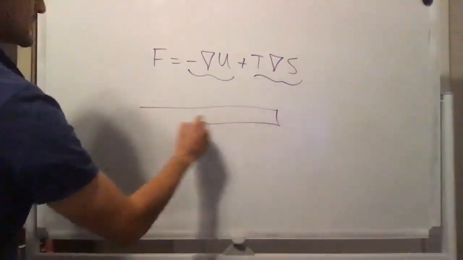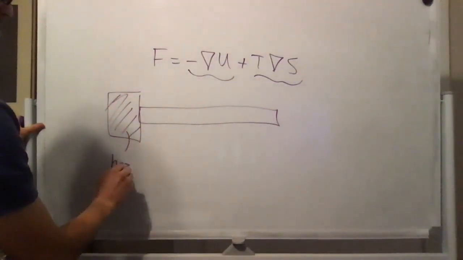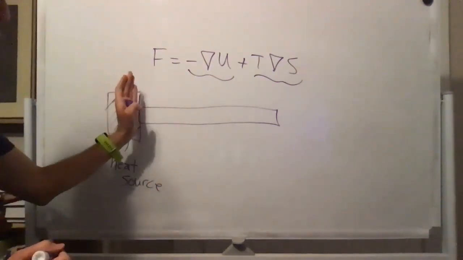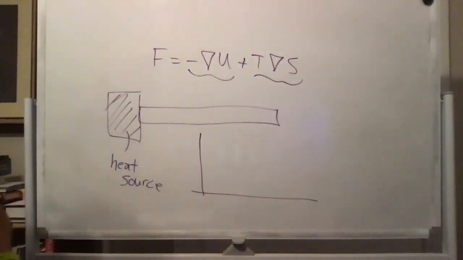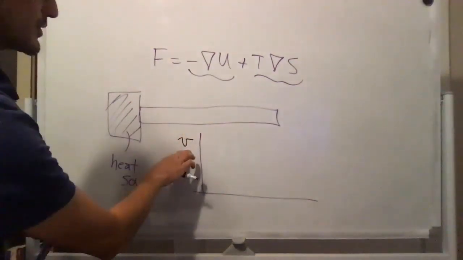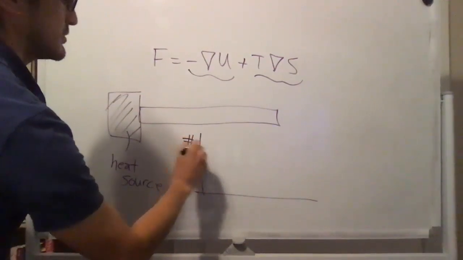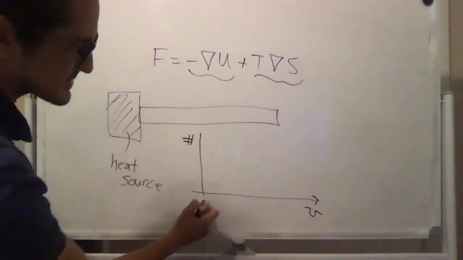So if you have a rod, and then over here you have a heat source, a lamp or something. If this is turned off, how is the distribution of the velocities of the molecules in here? The number and the velocity, so the distribution. How does it look like? Like a Boltzmann distribution, kind of.